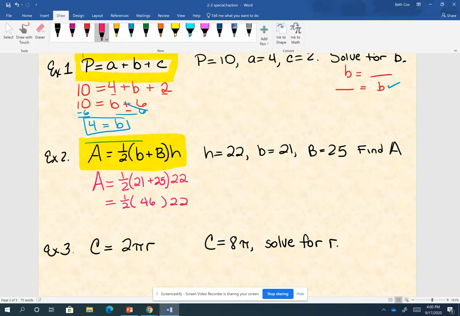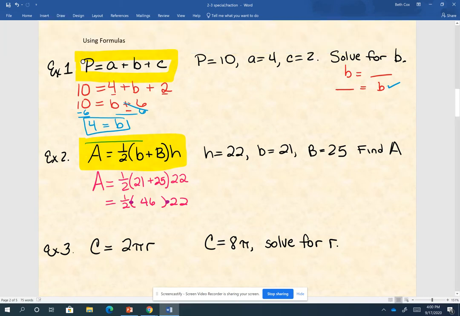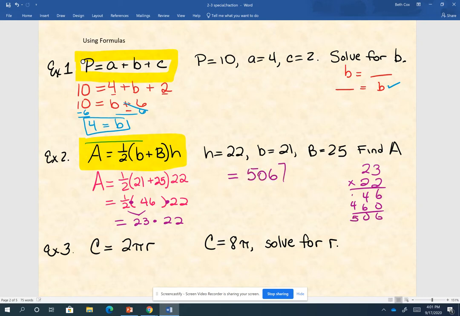And if you don't realize this, maybe I should say this again. This is all three numbers multiplied together. And so half times 46 is also half of 46. So half of 46 is 23. And then 23 times 22, I can do my scratch work because I don't have a calculator, is 506. So I hope that's right. A is equal to 506.